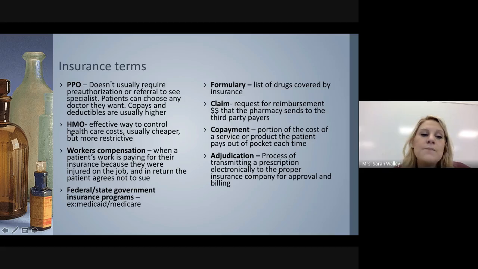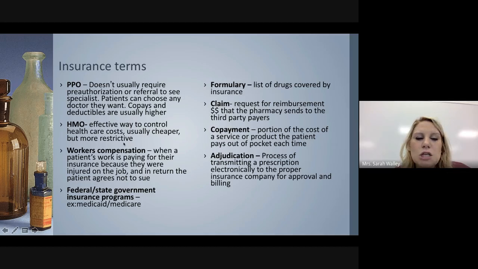But if you have an HMO, you would have to go see your primary doctor first and get a pre-authorization and a referral to see that surgeon, right? The difference in price is that PPOs are usually more expensive, and they have higher deductibles, but you can go to whatever doctor you want to see. So there are some pros to it.